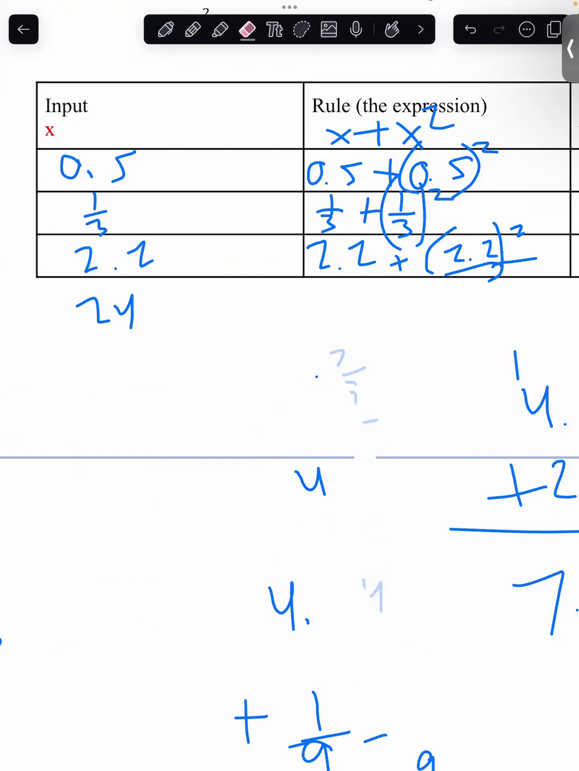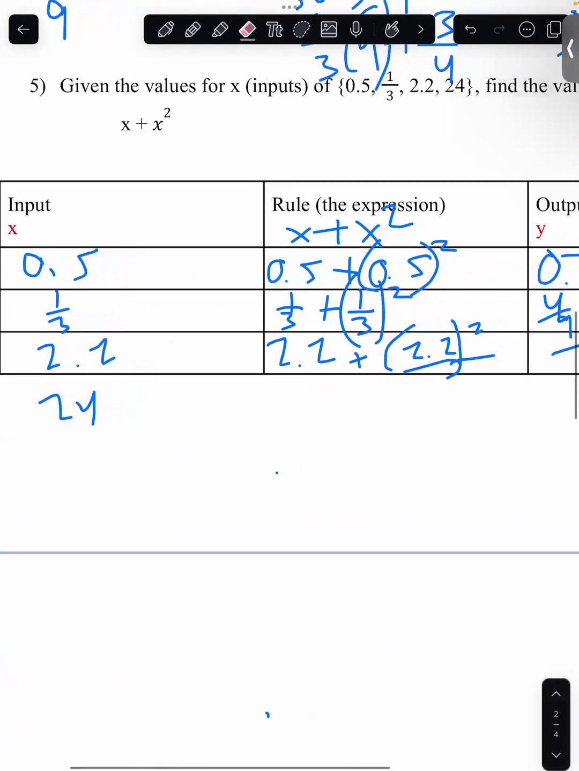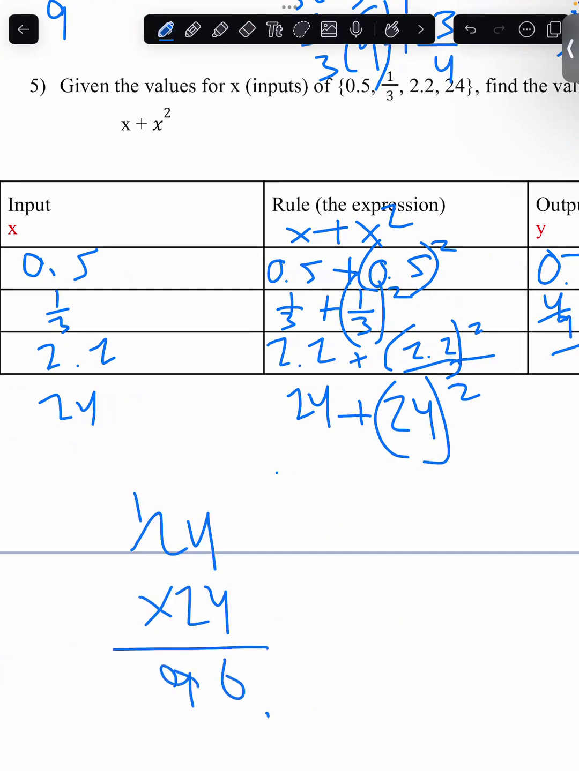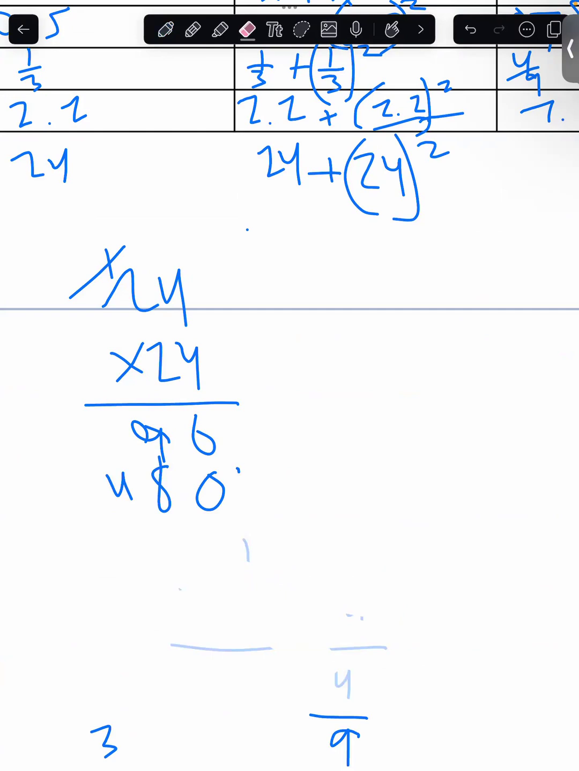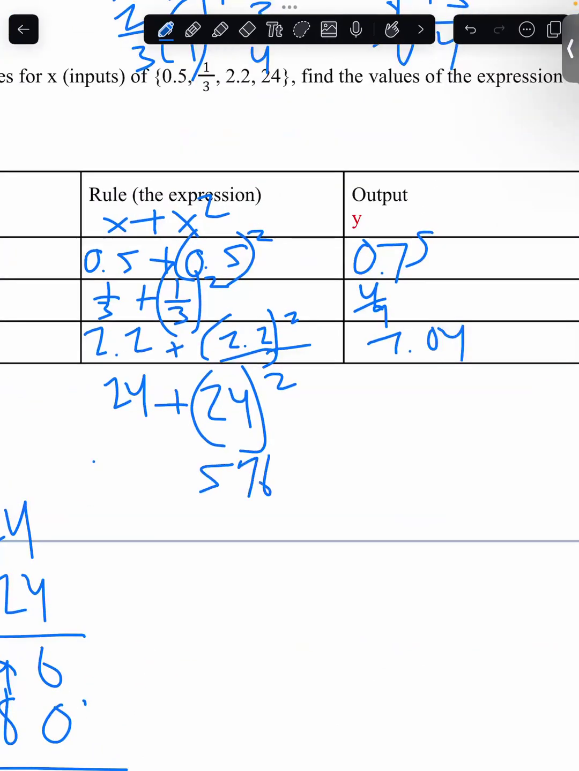And the last one, we have 24, which is actually a bit easier than the other one. So we got 24 plus 24 squared. Okay, so 24 times 24, I think is 576. Check though. Then this is going to be 48. Then we line up and add 6, 17. Yep, 576. Now, again, that's not the answer, though. Remember, we got that 24 to add to it. 576 plus 24 is 600.